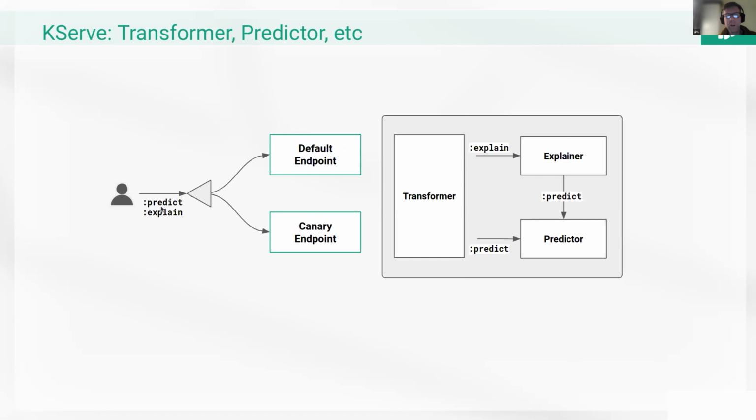So you can see you can call predictor explain, and predict. There's also classify or regression endpoints that you can have on your predictor. So this is KServe and what it gives you out of the box. So what do we add in Hopsworks?